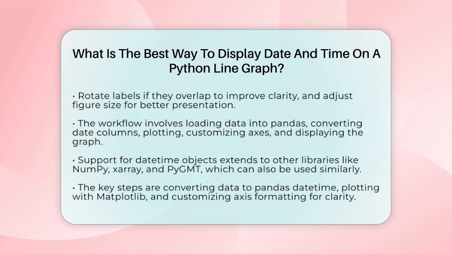So, to sum up, the best way to display date and time on a Python line graph is to convert your data into Pandas datetime format, plot with Matplotlib, and customize the axis with date locators and formatters. This method ensures your graph is both precise and easy to understand, helping you tell the story of your data over time clearly and effectively.